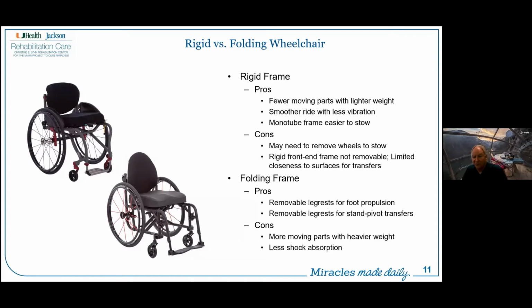The folding frame folds in the center, and also typically comes with removable leg rests for foot propulsion if the person has incomplete spinal cord injury, and/or removable leg rests for doing stand pivot transfers. Again, those with incomplete spinal cord injury. The cons, the disadvantage of the folding frame, is that there are more moving parts with a heavier weight and therefore less shock absorption as you're using these.